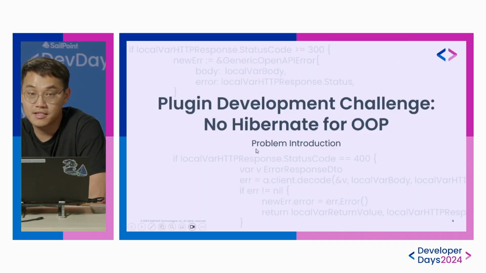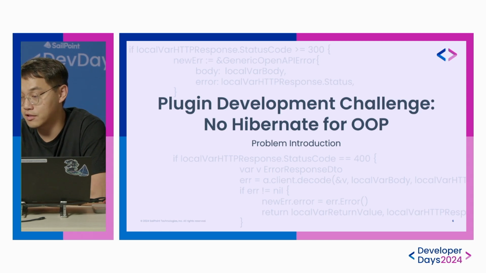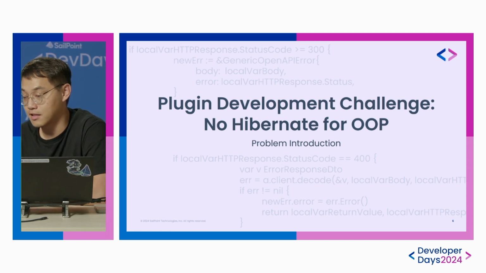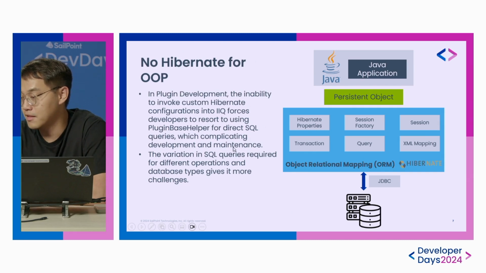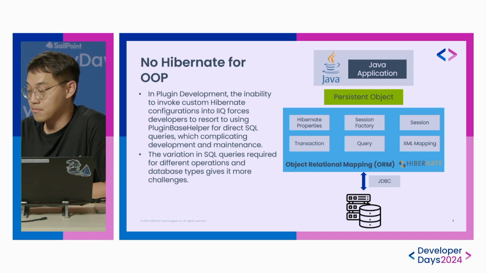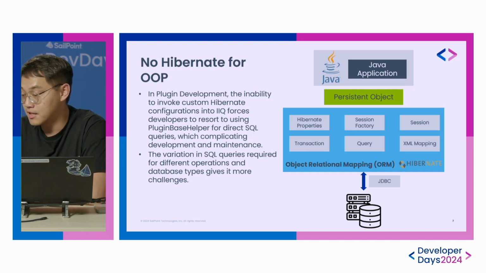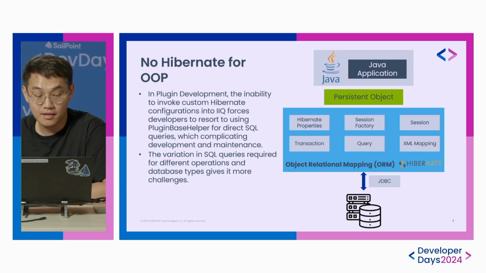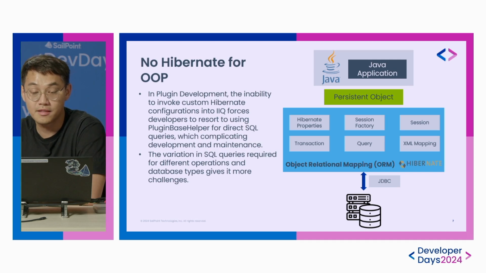So come to today's main topic. What's our development challenge in plugin developments? In short, there's no Hibernate for object-oriented programming. What I mean is that for Java web applications, there is commonly an object-relational mapping (ORM) layer. Using IQ as an example, this is Hibernate. The ORM layer helps to translate the persisted object into corresponding SQL queries and communicate the transaction between the persisted object and the database.